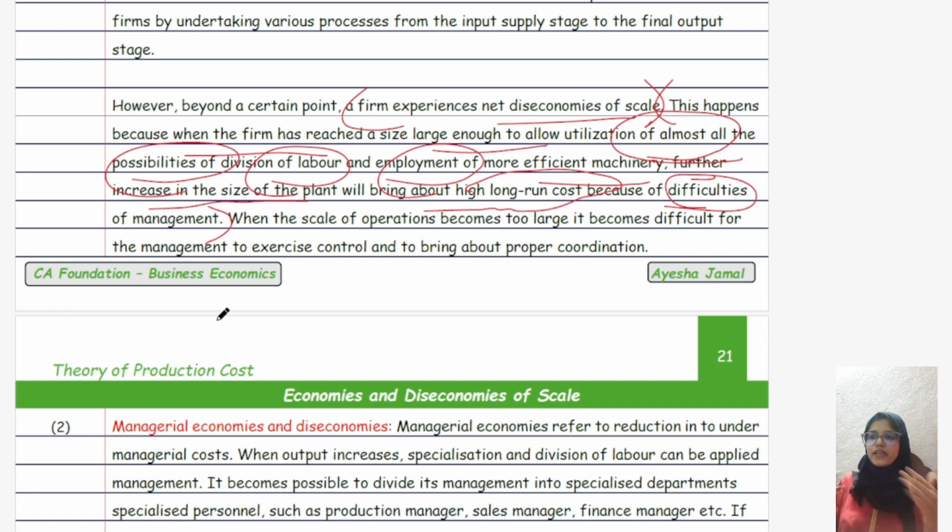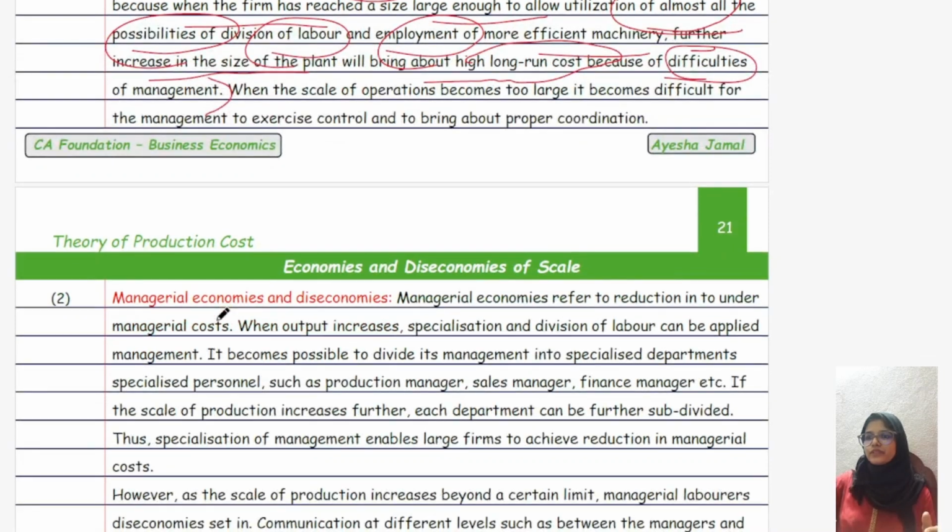You have to divide everyone in that. Okay, so to manage it more efficiently, you require more efficient machinery. The increase in the size of the plant will bring about high running cost. So much cost will be involved here. So that is the diseconomics involved in technical economics.